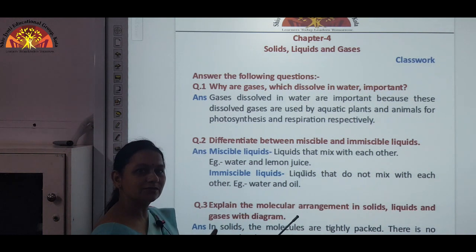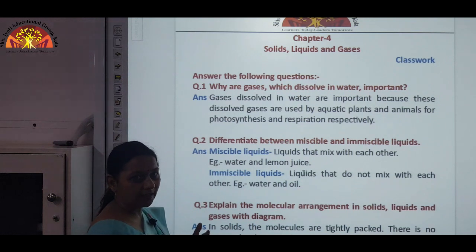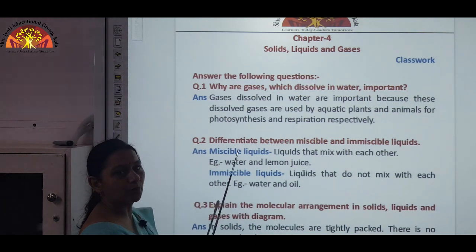Now, immiscible liquids, liquids that do not mix with each other. The two liquids that do not mix with each other, you can give the example water and oil. Again, kerosene and water, they too are immiscible liquids.